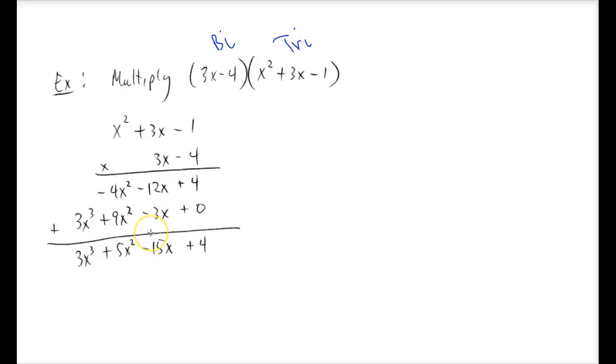If you do not like this method, you can always do this in a way that it's called convolution, but it's basically just distributing. So here we could say 3x times x squared, 3x times 3x, 3x times a negative 1. And then we do the same thing over again with the negative 4. And if you do it that way, you'll still get the same answer. And so I'll go ahead and work this out so you can see what this looks like.